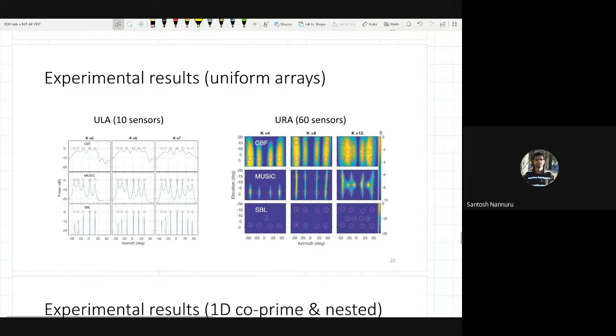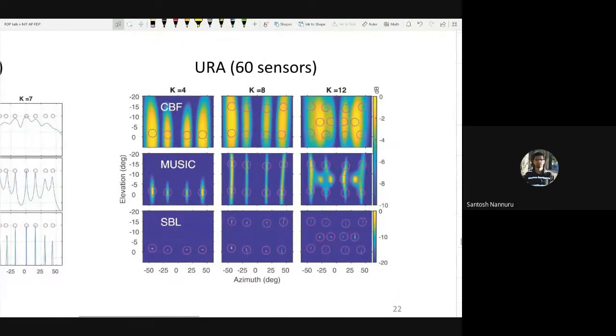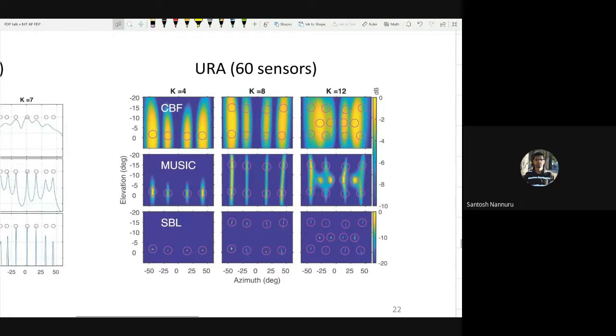Of course, MUSIC and SBL work much better. CBF, because of its poor resolution, is not able to find all of them. The top row is CBF, the second row is MUSIC, the bottom row is SBL. You can clearly see SBL has very sharp estimates. Let's look at this one, right? The circle is the true location of the source, and these dots are the estimates you get. It works pretty well here. Even MUSIC, for 12 sources, does have some broad peaks, broad regions where it's hard to distinguish sometimes, whereas SBL is much cleaner that way.